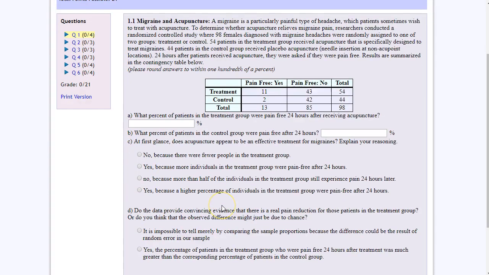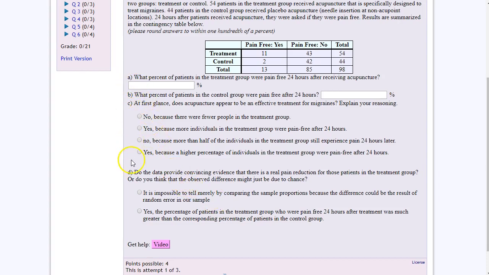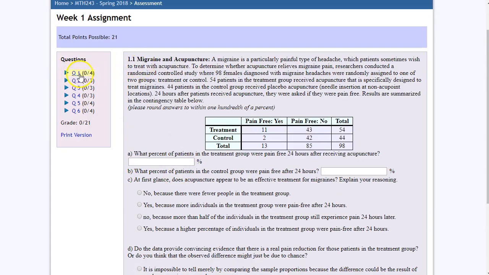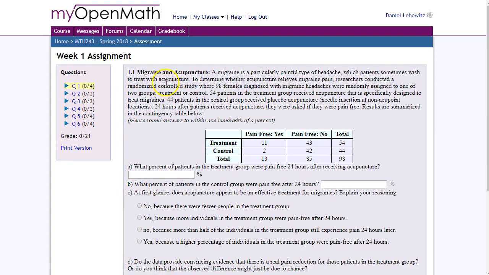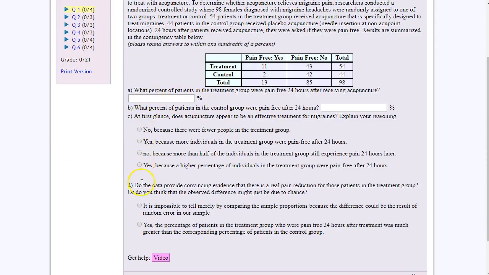Another thing to keep in mind: for example, here we have 4 parts for this first problem, question 1. And we can skip around to different problems. You don't have to do them all in order. So for question 1, we have 4 parts, A, B, C, and D.